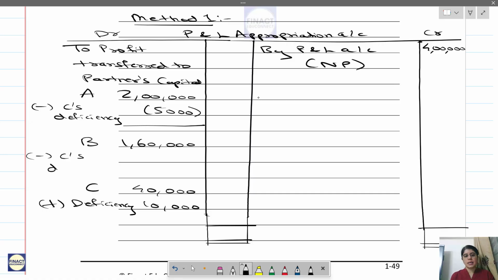Less C's deficiency 5,000. So this comes to 1,95,000. This comes to 1,55,000. And this is 50,000. So if you total, you will get 4 lakhs.